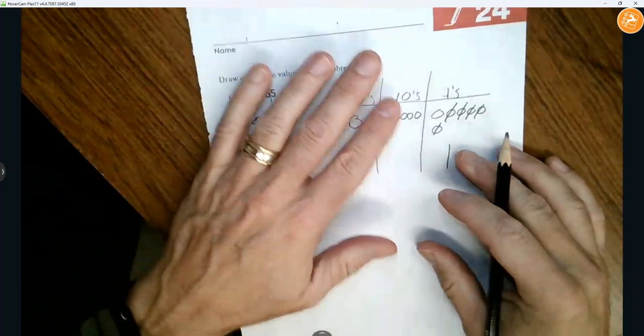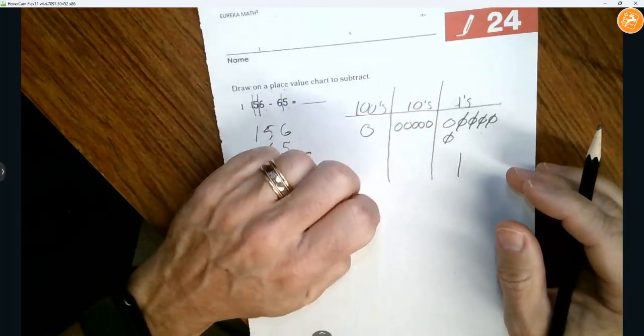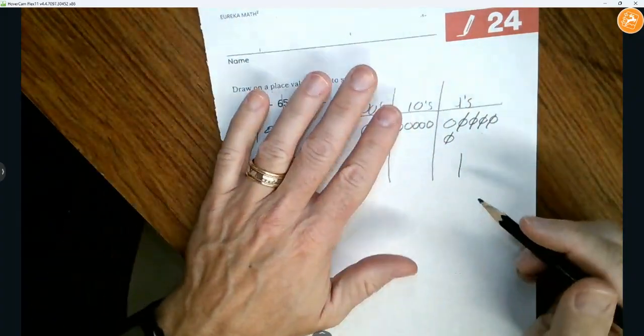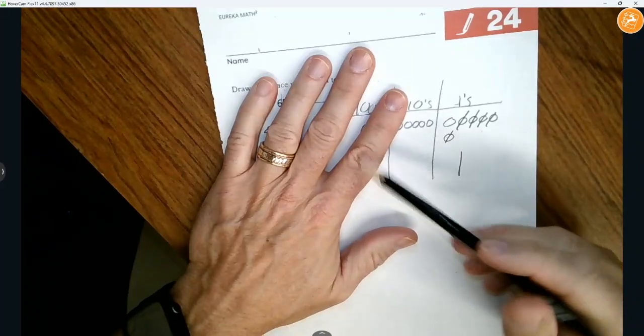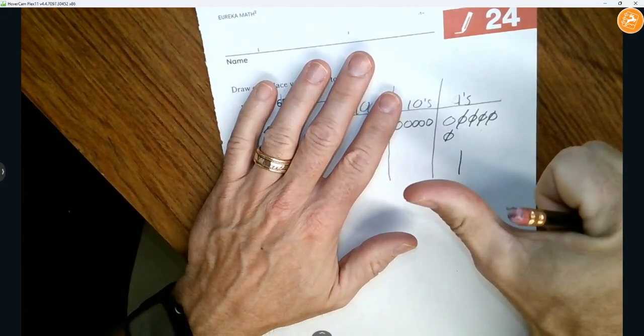Yeah, I mean, I know teachers don't like using your fingers, but I'm going to do it real quick. All right, man, my hands look huge on here. Whoa. Sorry, couldn't help myself.